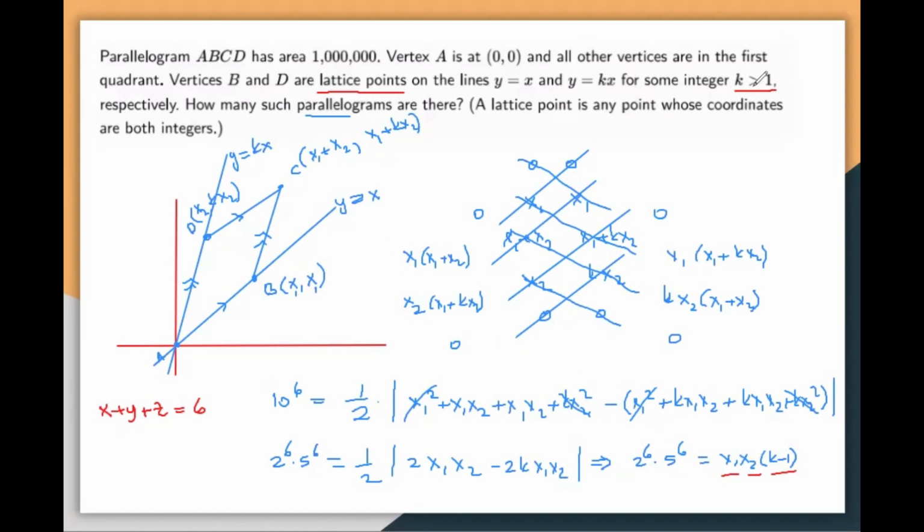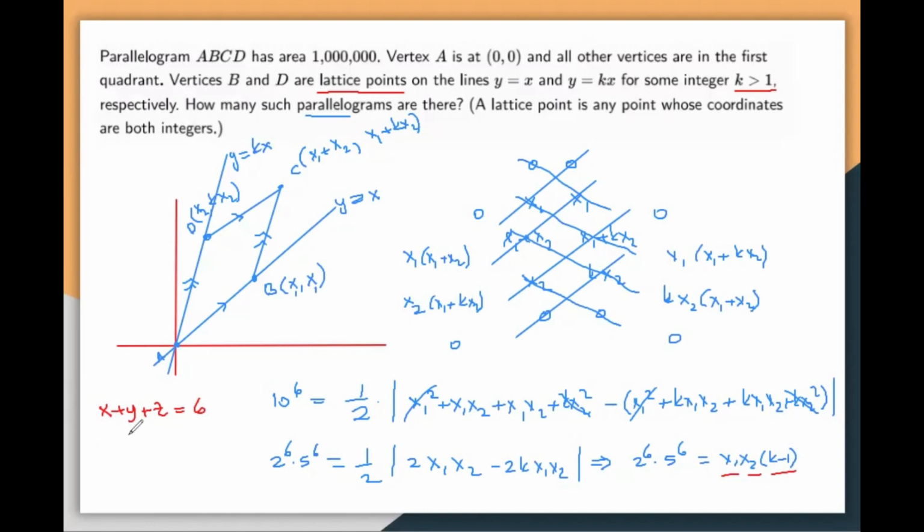And then we are also told k is bigger than 1, which means k minus 1 should be at least 1. So 5 to the 0 doesn't work. So 5 to the first power is the smallest number we can distribute for k minus 1 as well. So the question is now, how many ways can we distribute 6 between x, y, z? x, y, z represent x1, x2, and k minus 1.